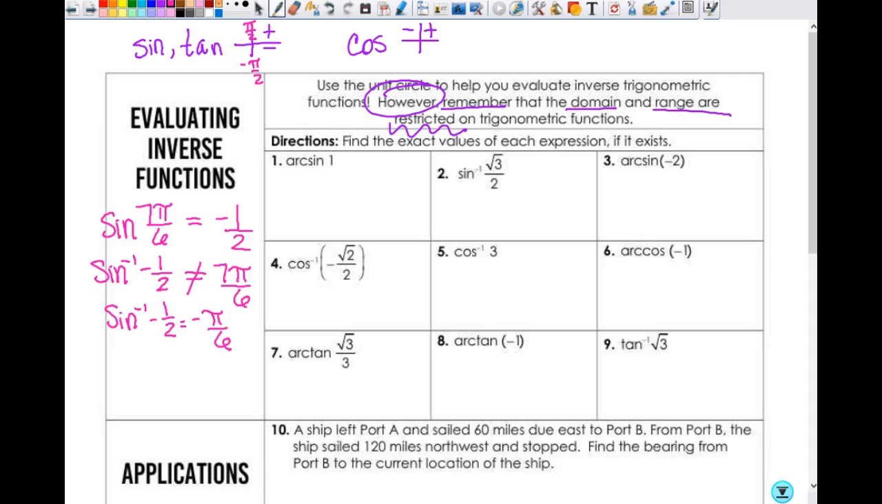Okay, so let's think about this. Arc sine of 1, which just means what angle measure is going to give me a sine value of 1? What is that? What angle gives me a sine value of 1? Pi halves, because your y value is 1 up here at pi halves. Very good.